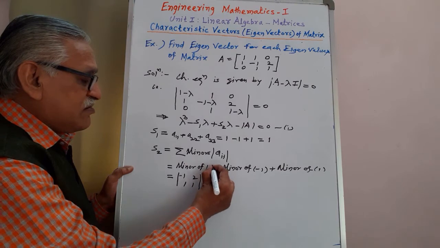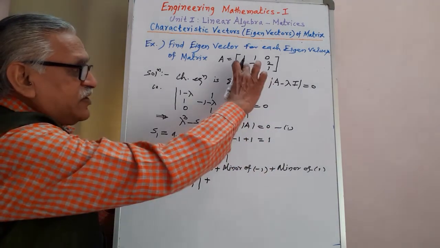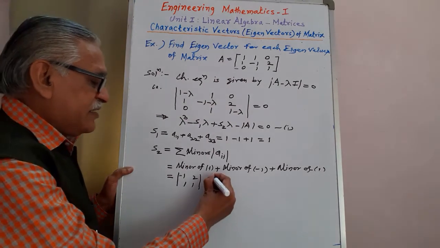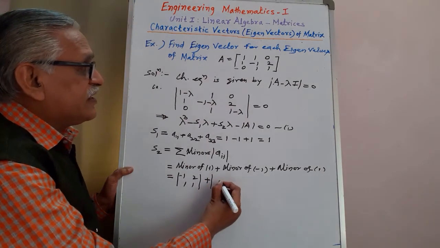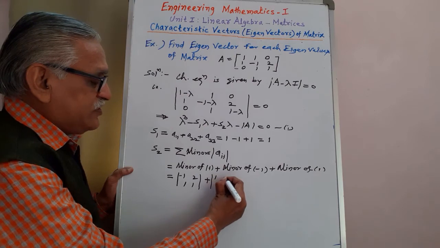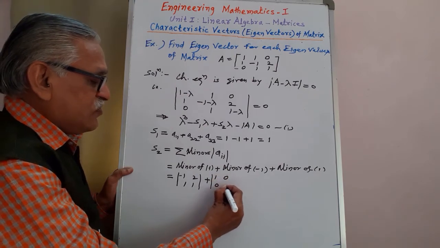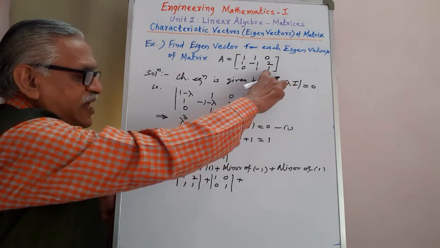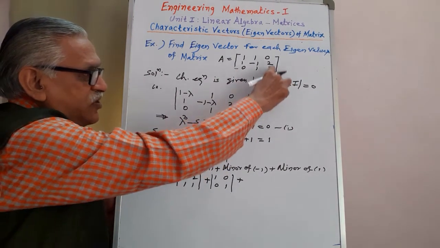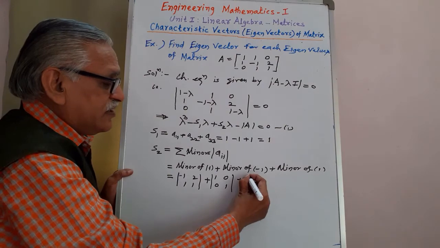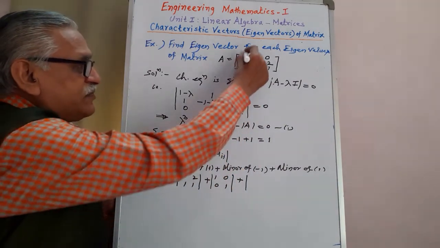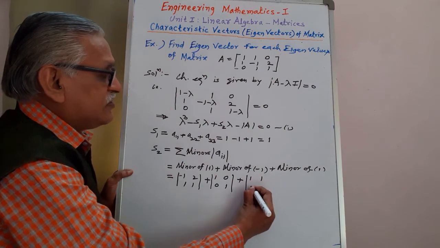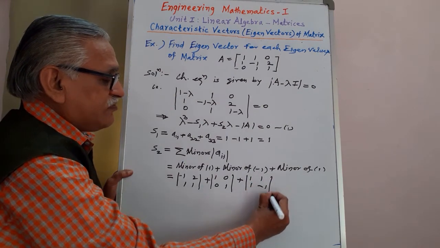plus the minor of this minus 1, neglecting the row and the column containing it, and the determinant of the remaining elements. The remaining elements are 1, 0, 0, 1, and then the minor of the last diagonal element 1, neglecting the row and the column containing it, and taking the determinant of the remaining elements. The remaining elements are 1, 1, 1, minus 1.